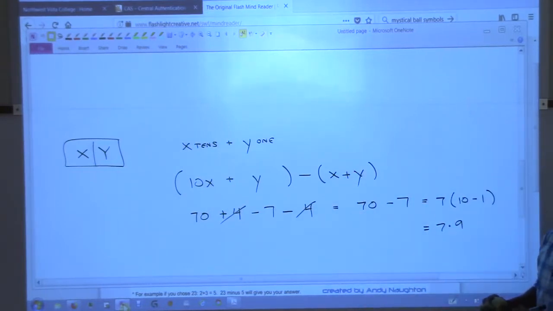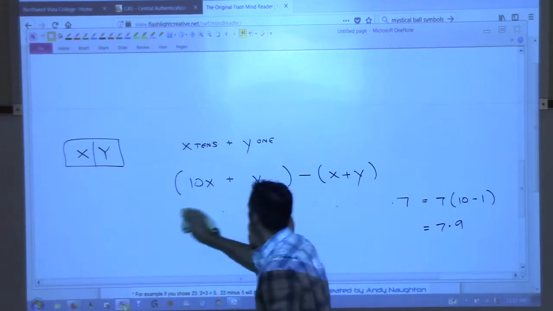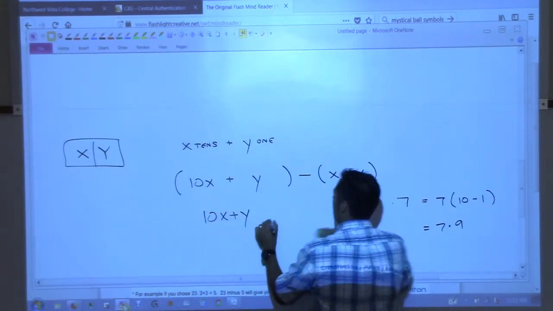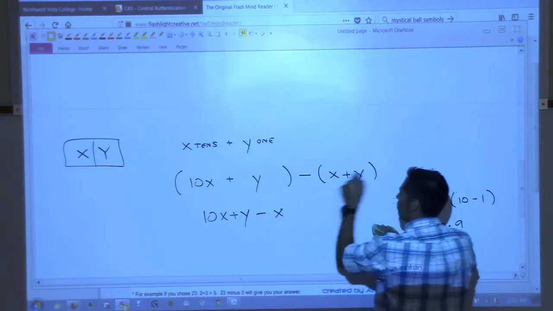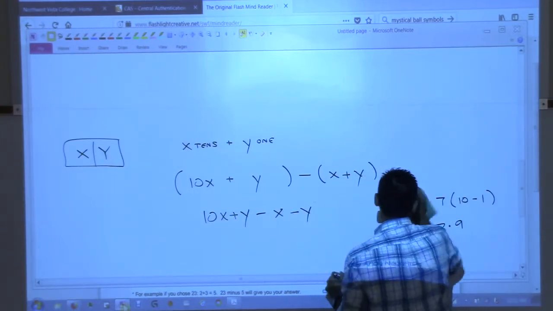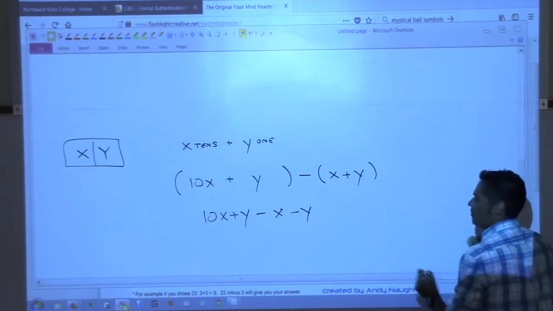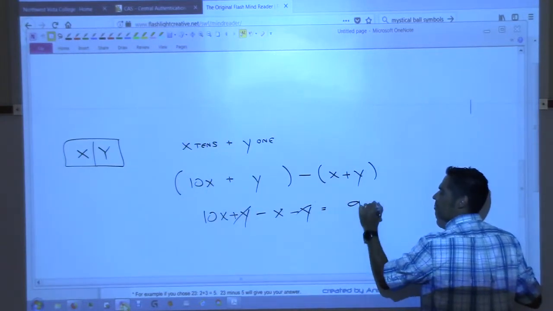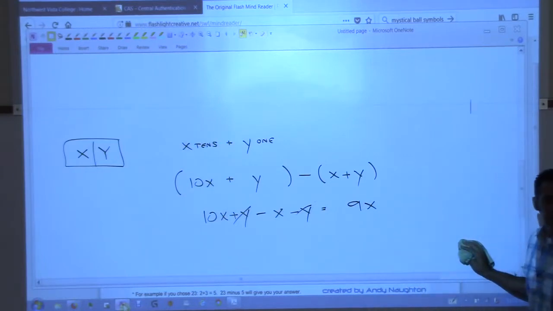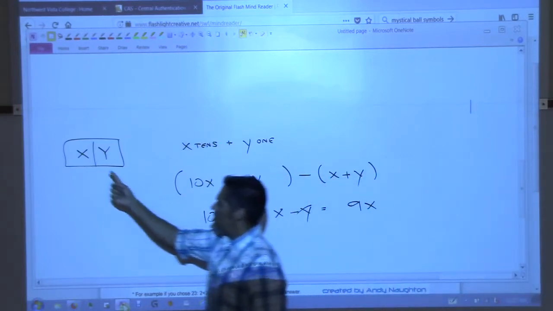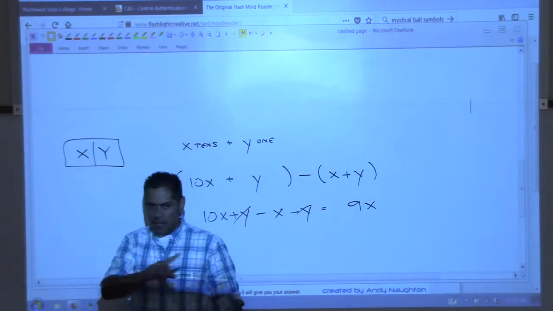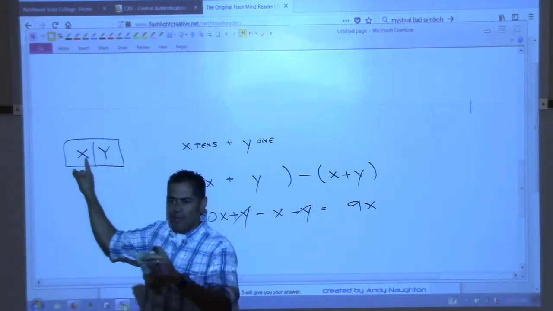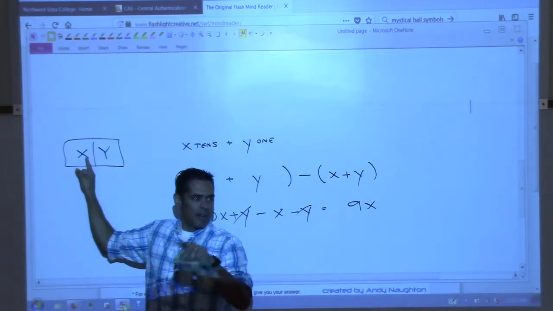Now it's completely algebraic. So let's go through this algebra. If I drop the parentheses, 10x plus y, I subtract x, I subtract y, and what happens to the y's? They cancel out. And what are you left with? 9x, which is a multiple of 9, because x is a digit, right? So if you go back and look at every number you picked, if you just took that first number and multiplied it by 9, that's what you got when you did all that subtraction.